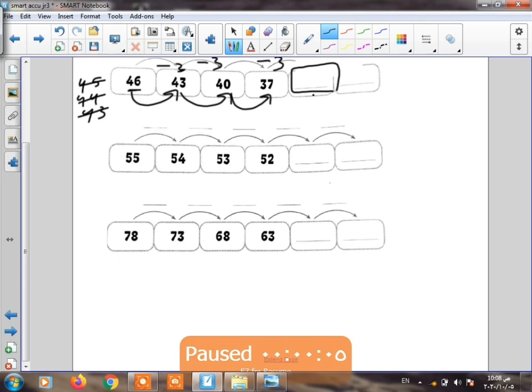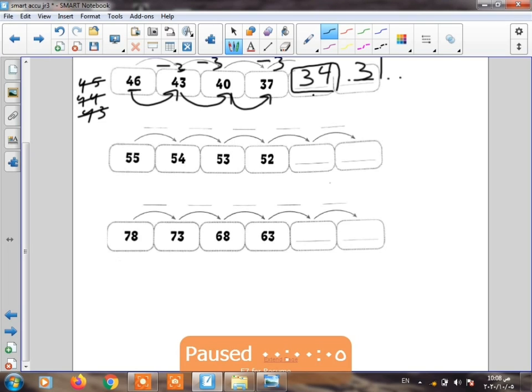Who can tell me 37 minus 3 equal what? Let's count backward. Before 37 we have 36, 35, and 34. So we will write here 34. We have another space here. Again, we will make minus 3. So 34 minus 3 counts backward by 3. Before 34 we have 33, 32, and 31. So now we solve the first pattern.